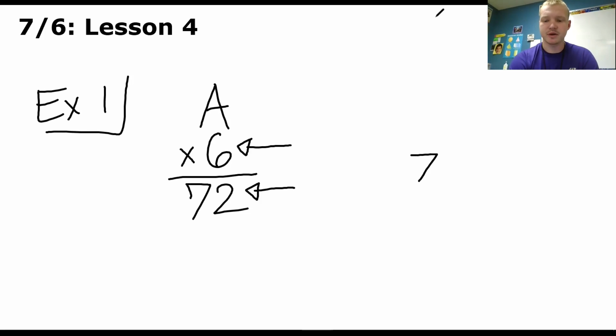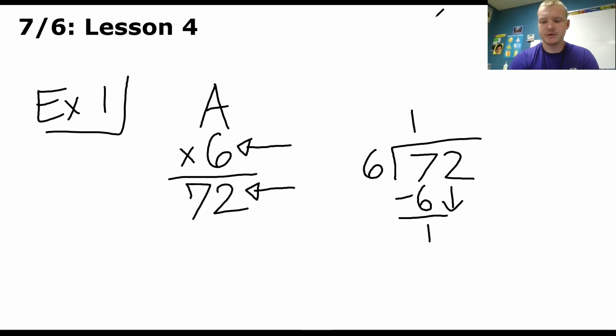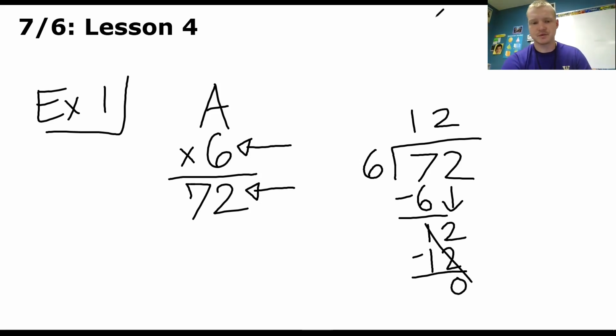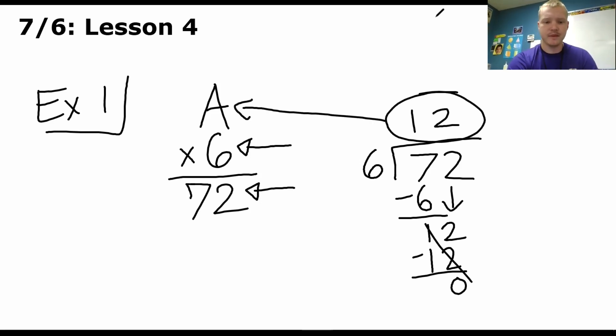So let's set that up. We're going to take 72 divided by 6. So 6 goes into 7 one time. Bring down the 2. 6 goes into 12 two times. And then that's going to cancel out. So we have no remainder. So 12 is going to be our answer for A.